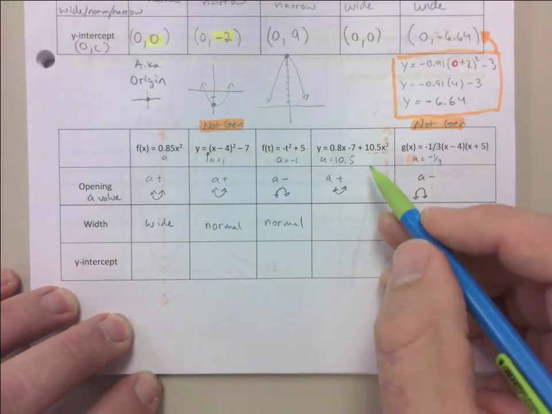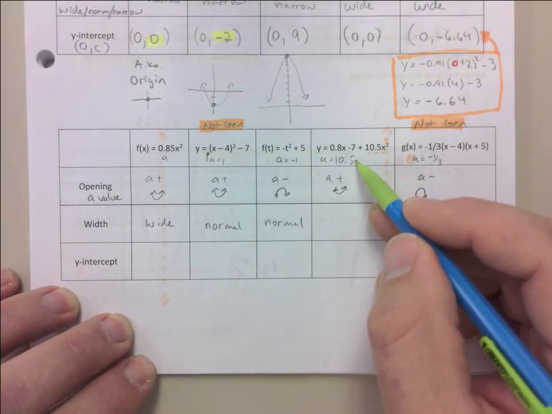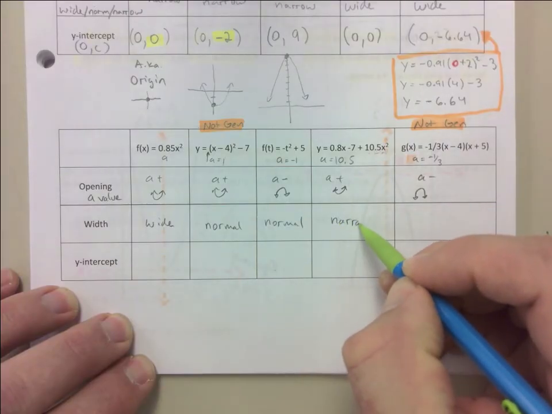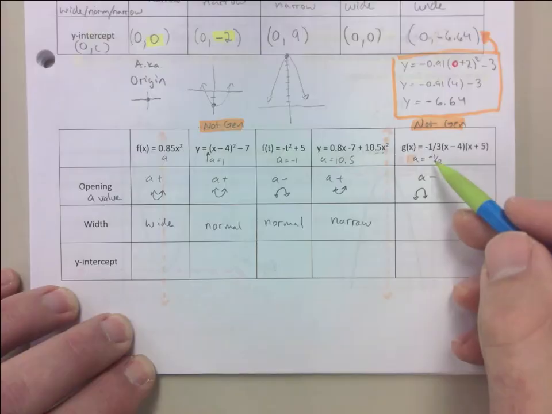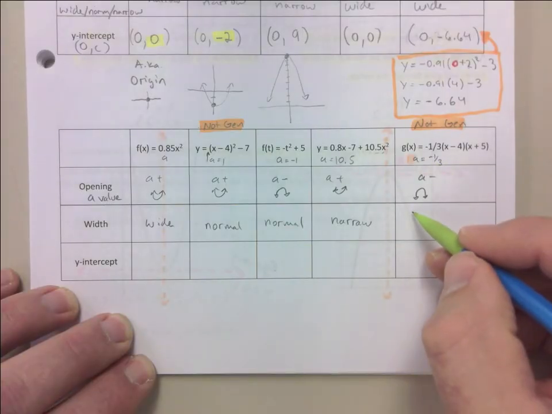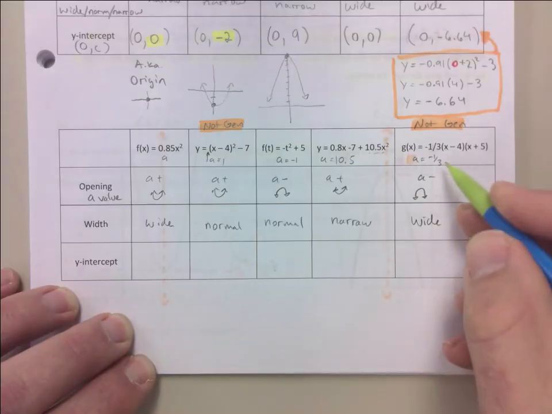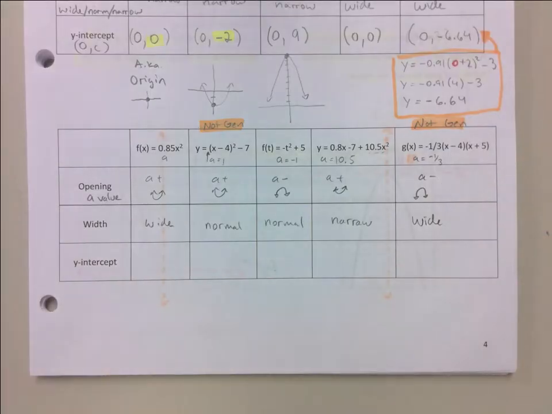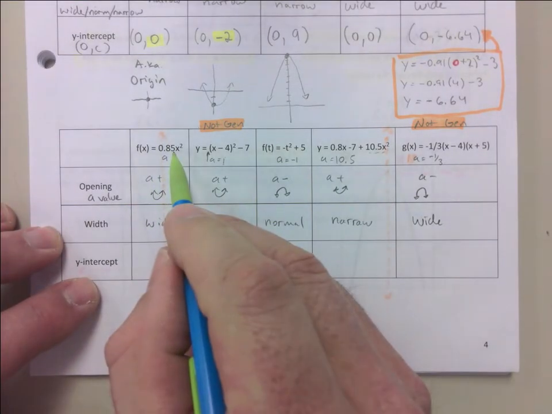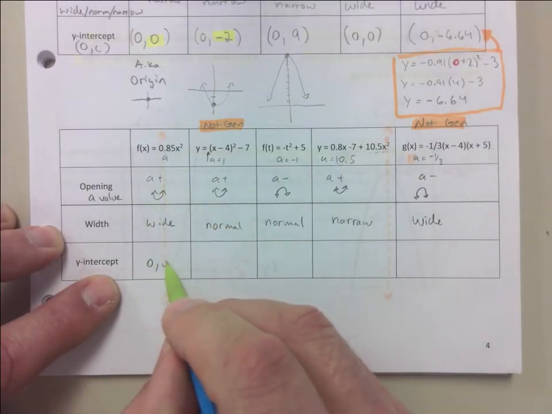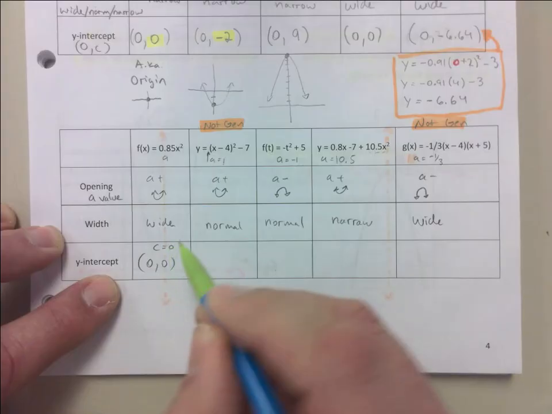And that's why they made the erasers, right? 10.5. That's what it is. So this one would be narrow. This one would be wide, because it's 0.33, right? So the sign tells us whether it's going up or down, and the value tells us whether it is narrow, wide, or normal. Okay. A y-intercept here, this is 0, 0, because C is 0 on this one.